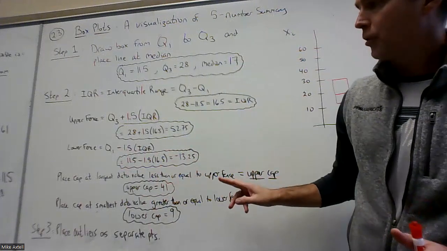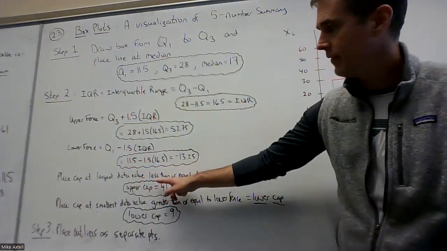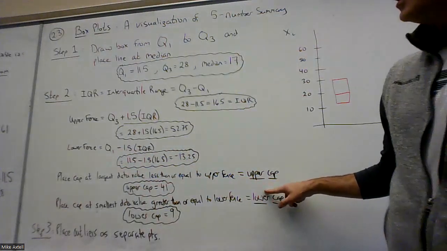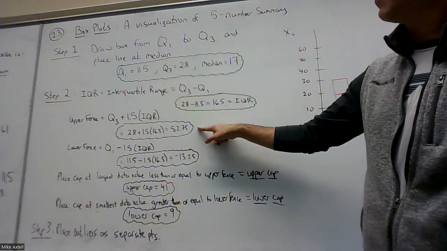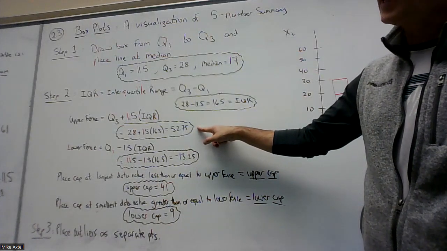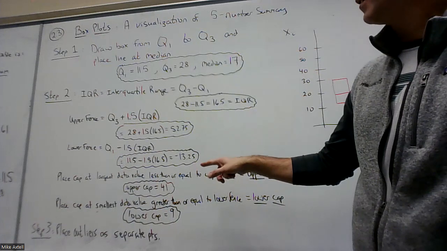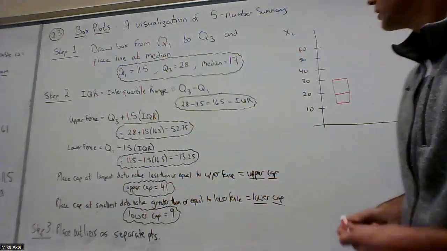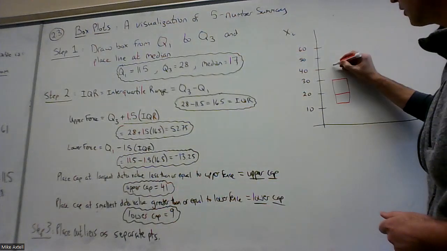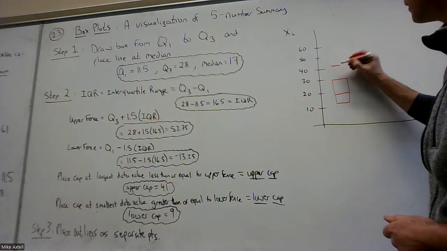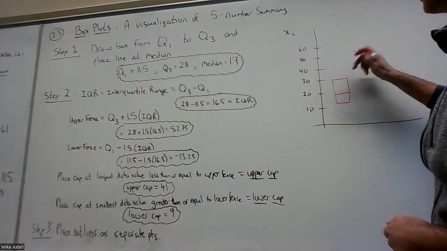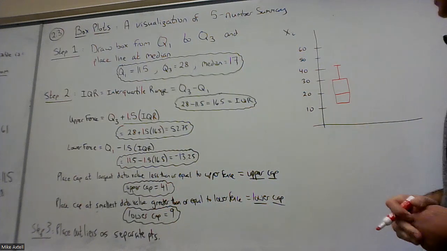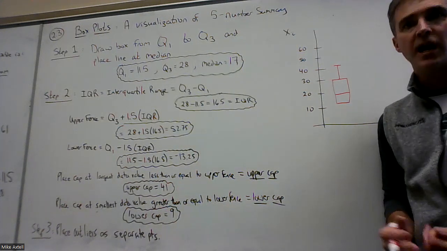So for my upper cap, I'm going to place a cap at the largest data value less than or equal to the upper fence. And I'm going to call that the upper cap. So my upper fence was 52.75. And if you look back at your data, the largest data value less than or equal to 52.75 was 41. So I'm going to place a cap at 41. So there's my upper cap. In the middle, I connect it with the line. Okay. You might also have heard these referred to as box and whisker plots.